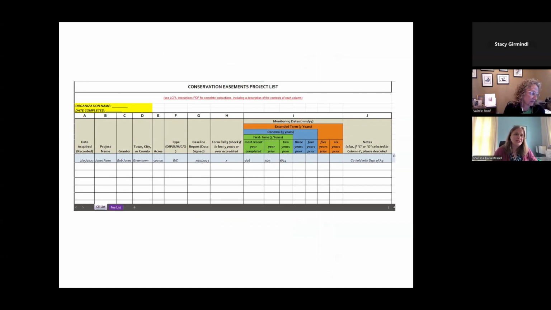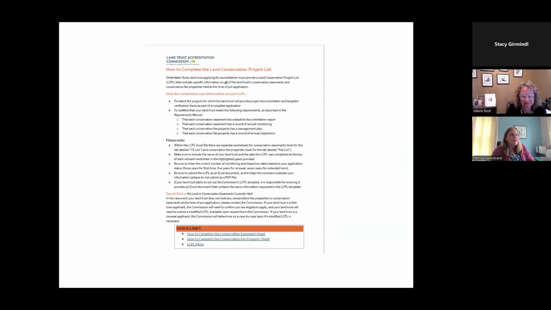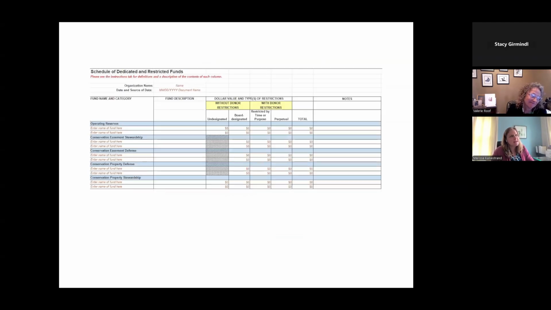And this allows organizations to collect information over their extended term of 7 years, for all those who are in that camp. We've also included some new, robust instructions for that land conservation project list. It's based on the questions you all ask us, to be clear about some of those items, as well as trying to update that schedule with dedicated and restricted funds.